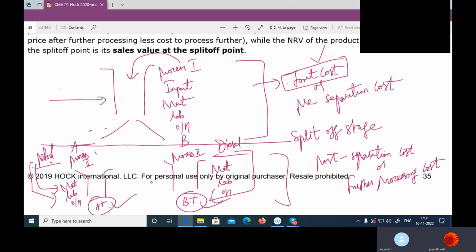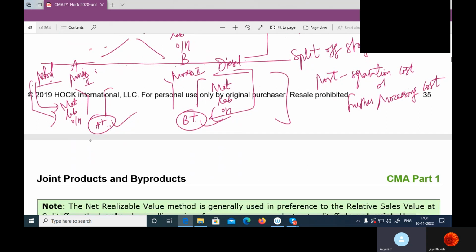Correct or wrong? Okay, so now the entire chapter is about the splitting, the apportioning of joint cost between these two products. The entire chapter deals with how to divide the joint cost between the two joint products. So we will see the methods with which we can divide or apportion the joint cost amongst the two products.